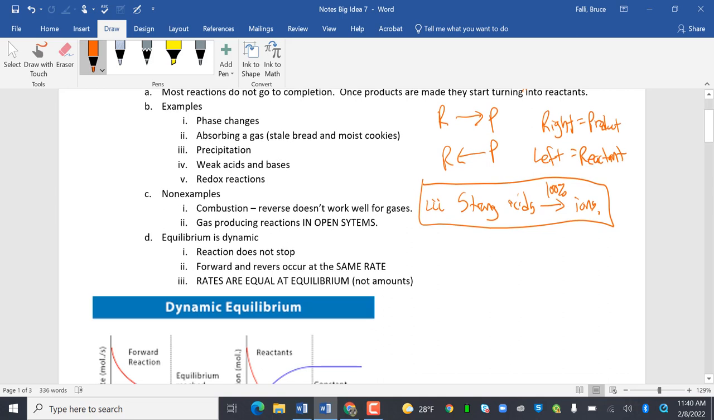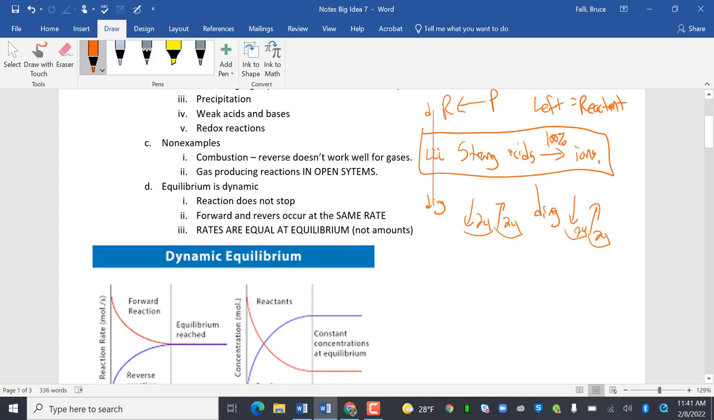All right. Equilibrium is dynamic. What that means is it doesn't stop. So you don't reach this spot and go, I'm here. The forward and reverse occur at the same rate. I think of it like the bell in our class period. When the bell rings, ding, 24 people go in, 24 people go out. Then ding, 24 people come in, 24 people go out. Ding, 24 people go in, 24 people go out. Okay, you get the idea. The forward and reverse reaction occur at the same rate. So notice, 24 people every 6 minutes. The change per time is rate. The rates are equal at equilibrium. So the question of what's equal at equilibrium, that is the rate, not the amount.